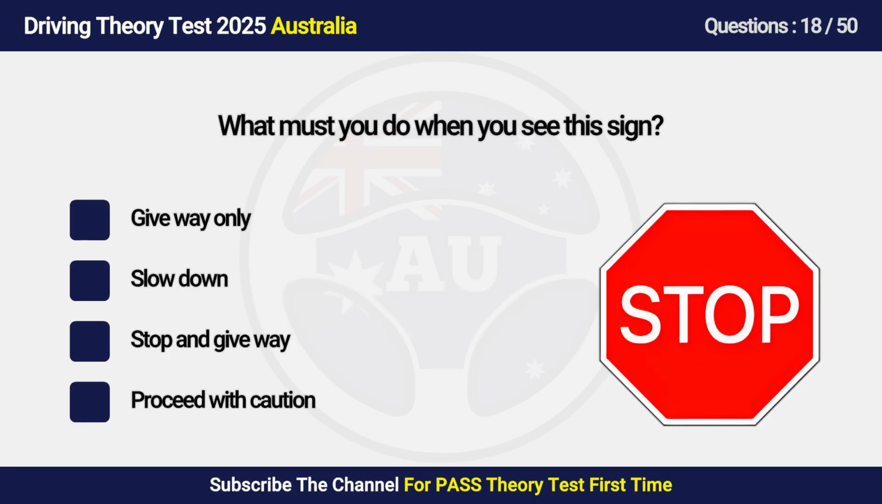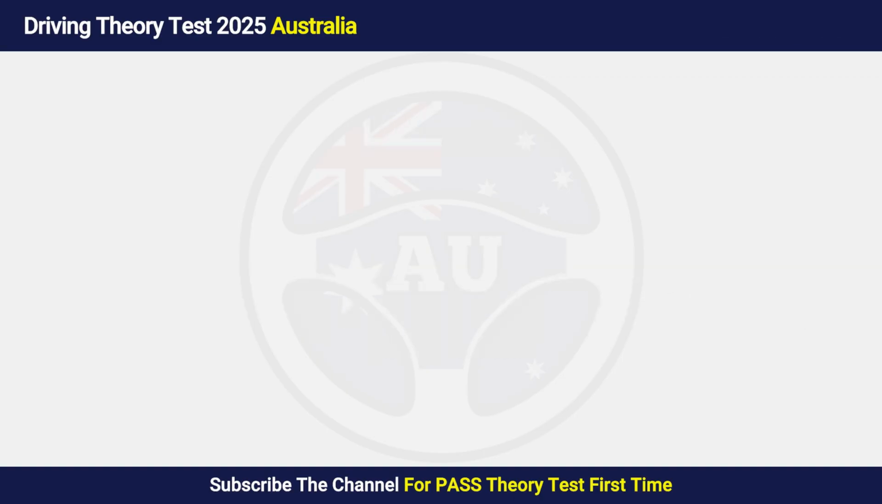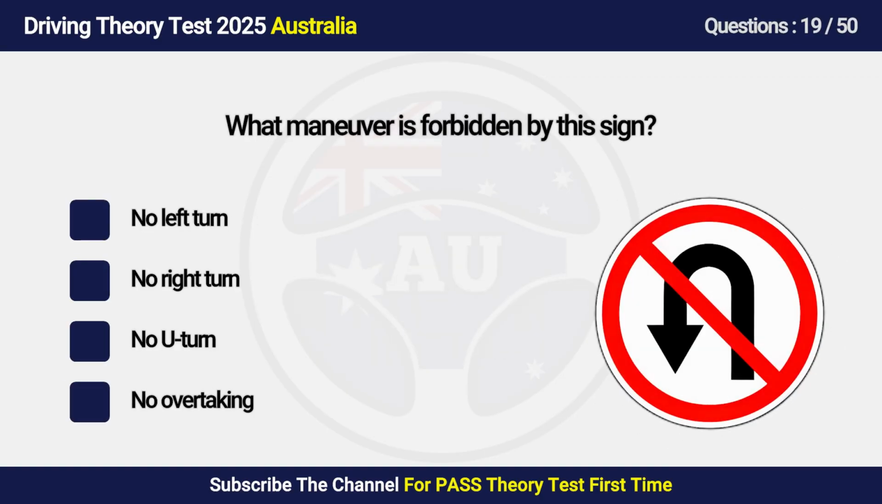A, give way only, B, slow down, C, stop and give way, D, proceed with caution. Answer is C, stop and give way. This sign means you must stop your vehicle completely before the stop line, or if no line, before the intersection, and give way to all other traffic. Question 19. What maneuver is forbidden by this sign?